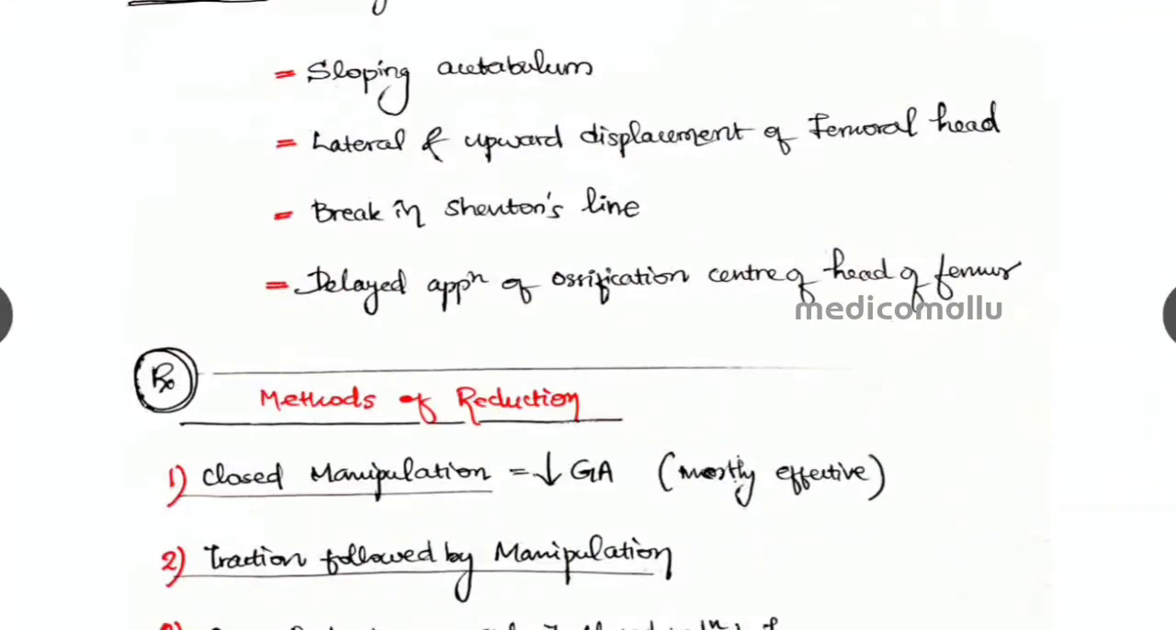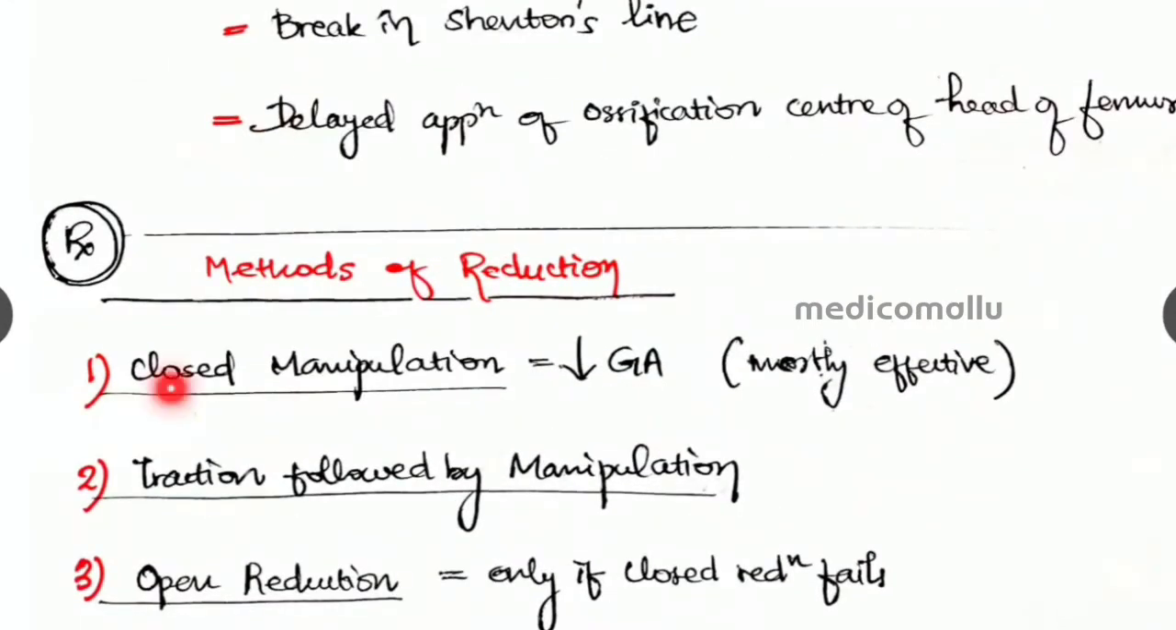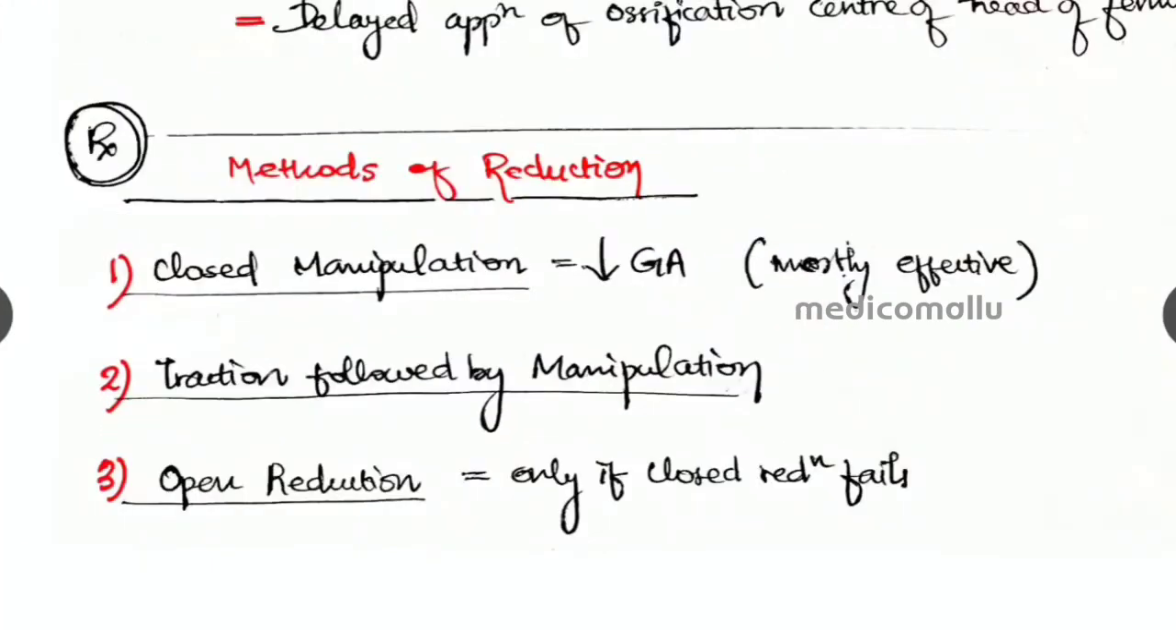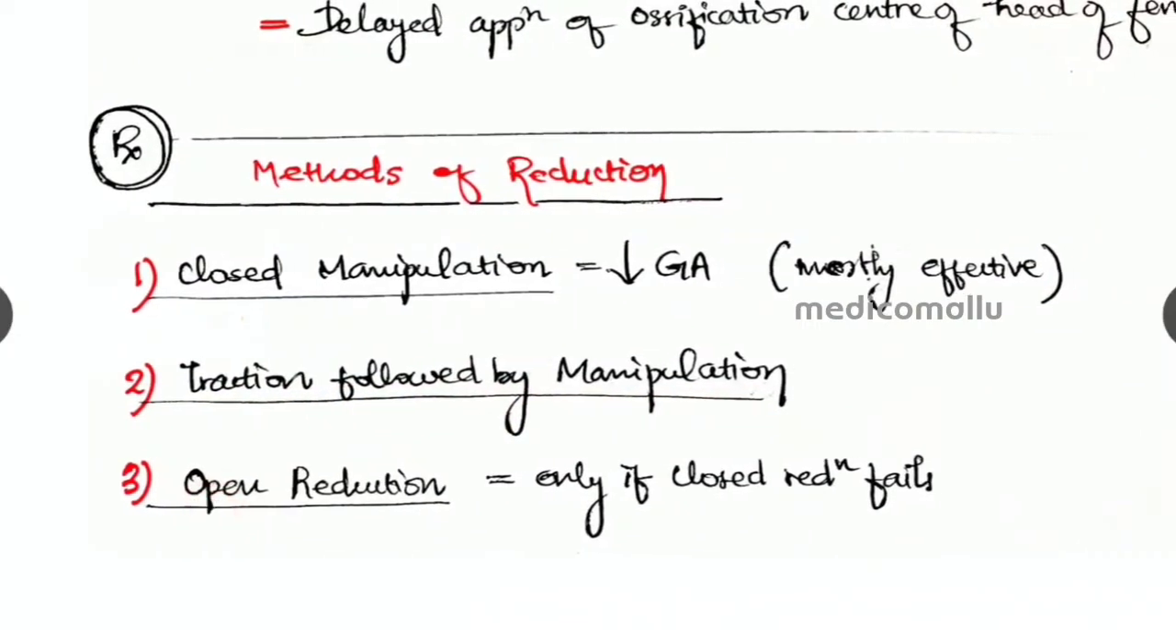And next are the methods of reduction. First one, there can be closed manipulation under general anesthesia, which is the most effective treatment. Second is traction followed by manipulation, and third option is open reduction only if closed reduction fails.